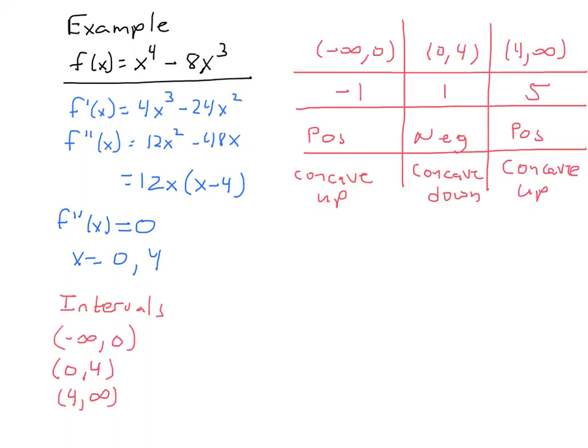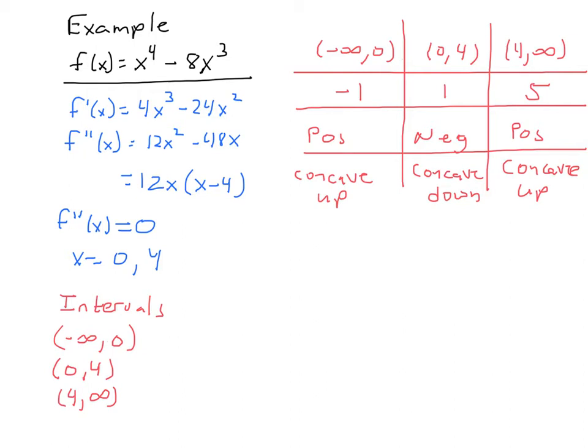Okay, welcome back. When we left, we had already identified that the second derivative was 0 when x equals 0 and 4. Because we are dealing with a polynomial that's defined over all real numbers, I know that these two possible points of inflection, 0 and 4, will break the real numbers up into 3 intervals. One interval going from negative infinity to 0, another going from 0 to 4, and a third going from 4 to infinity.